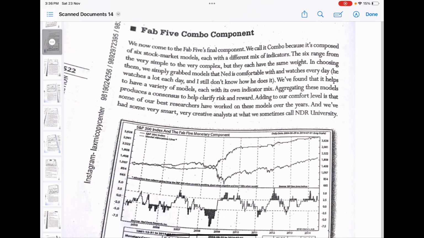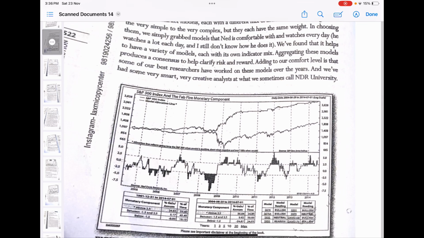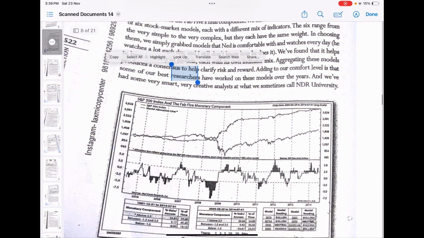We now come to the Fab 5's final component. We call it combo because it's composed of 6 stock market models, each with a different mix of indicators. The 6 range from the very simple to very complex, but they each have the same weight. In choosing them, we simply grabbed models that Ned is comfortable with and watches every day. We found that it helps to have a variety of models, each with its own indicator mix. Aggregating these models produces a consensus to help clarify risk reward. Adding to our comfort level is that some of our very best researchers have worked on these models over the years, and we've had some very smart, very creative analysts at what we call NDR University.